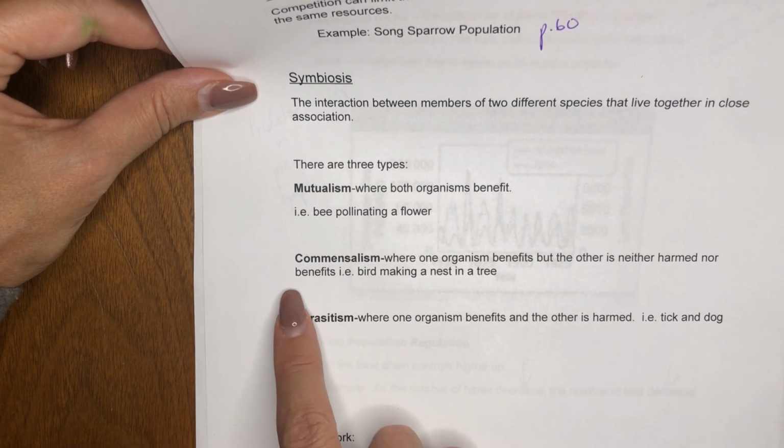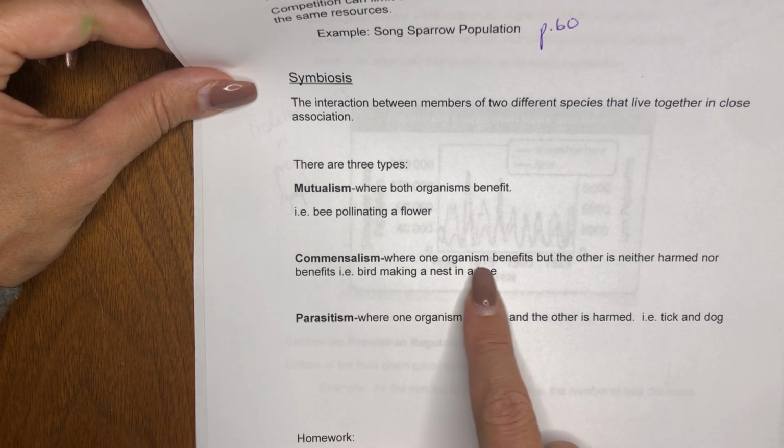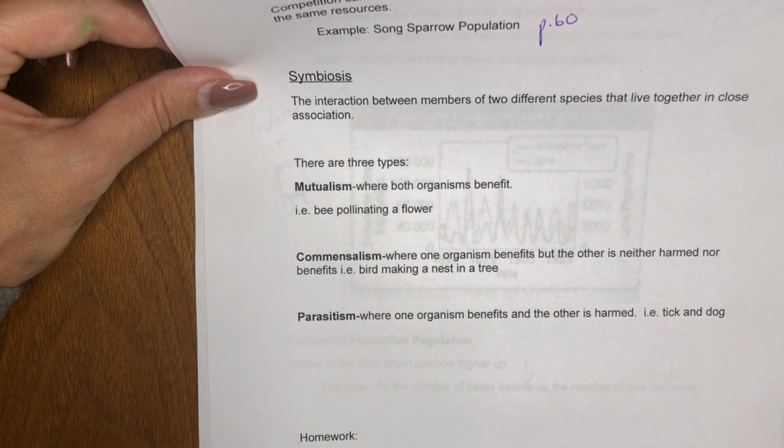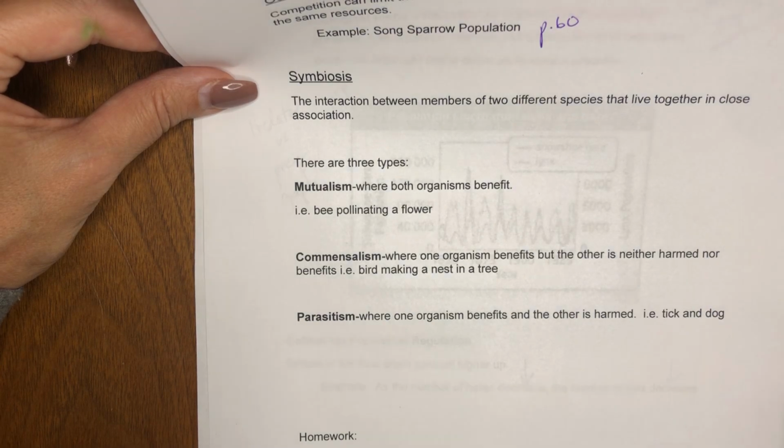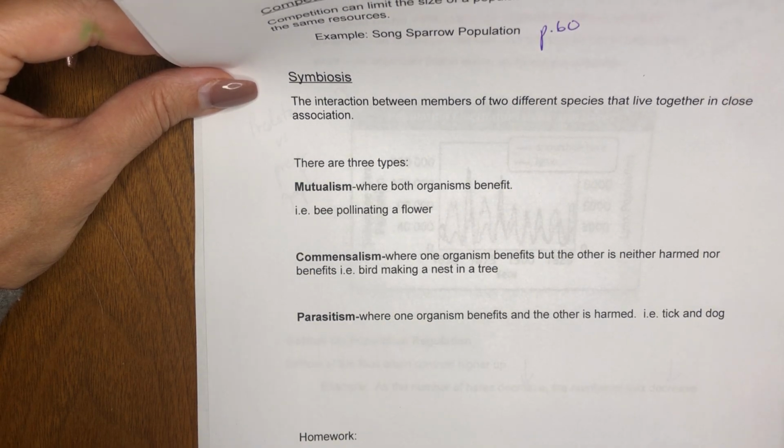Okay? Commensalism. This is where one organism benefits, but the other is neither harmed nor benefits. So a bird making a nest in a tree. So the bird gets a home, and this does not affect the tree at all. It just is in the tree. It doesn't hurt it or doesn't benefit it.